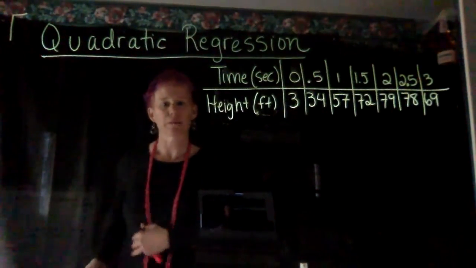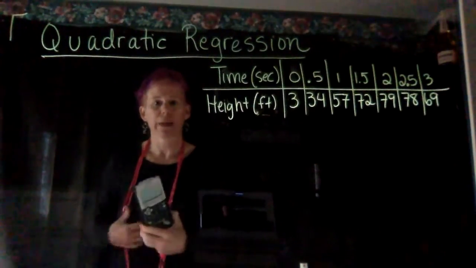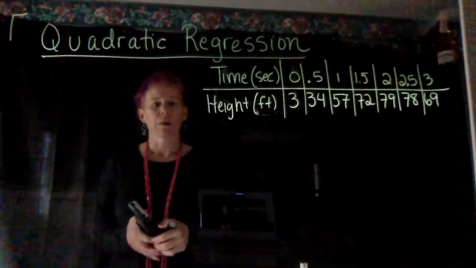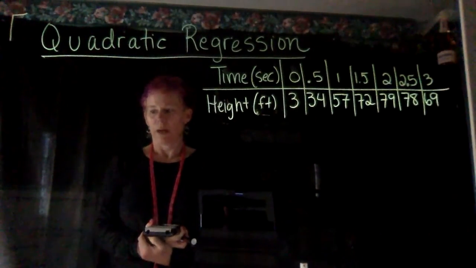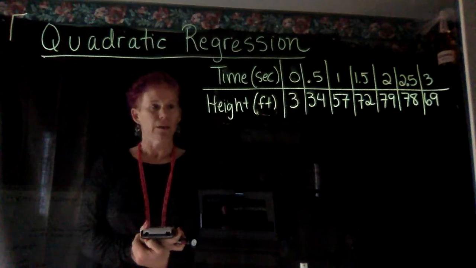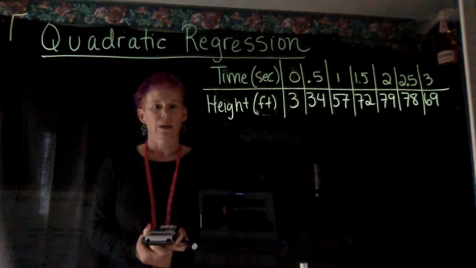Today we're going to be doing some quadratic regression. You are going to need your calculator. So I've got my TI-84. This table represents the height of a football after it's kicked. So the time is in seconds and the height is in feet.